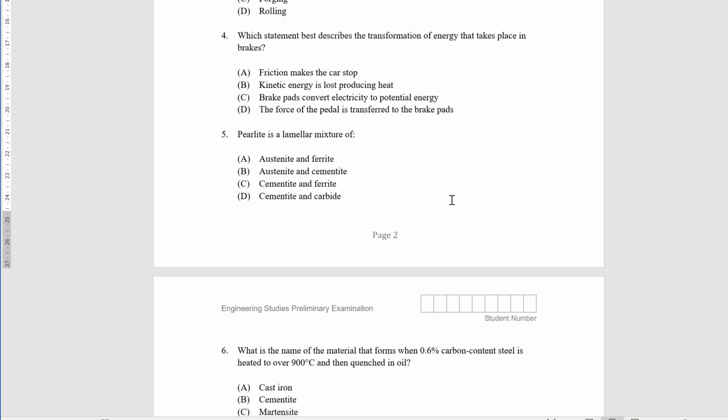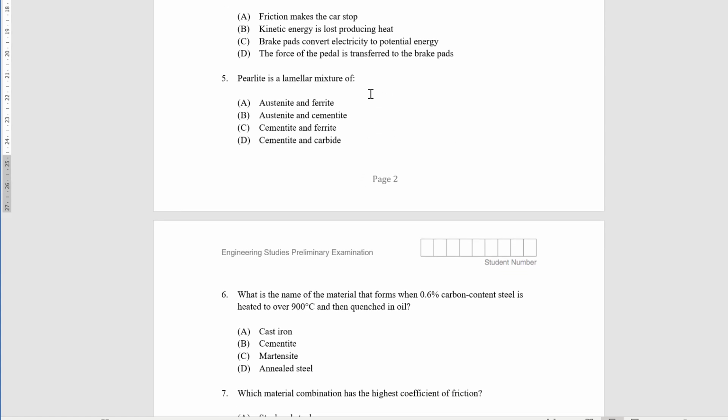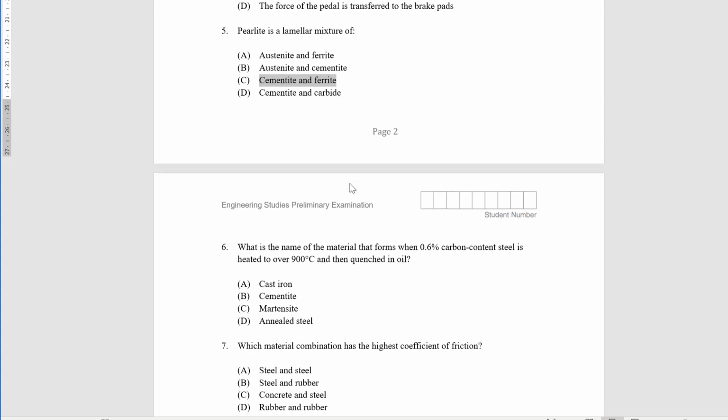Which statement best describes the transformation of energy that takes place in brakes? Kinetic energy is lost producing heat. Yeah, that sounds good. Perlite is a mixture of cementite and ferrite.